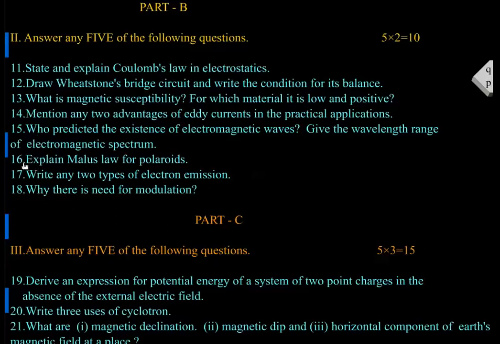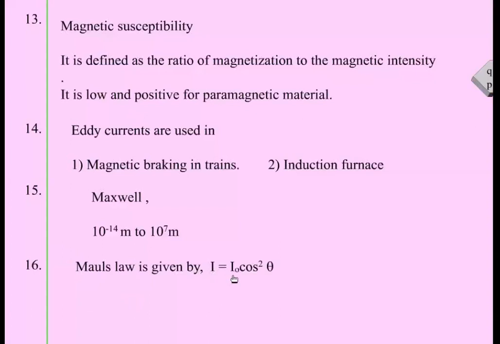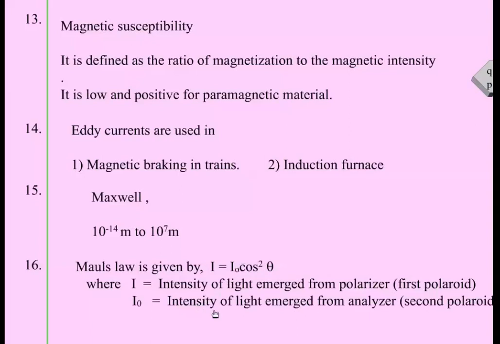Look here, the 16th, that is explain Malus law of polarizers. So look here, Malus law is I is equal to I naught cos square theta. Here I is the intensity of light emerged from the analyzer, and I naught is the intensity of light emerged from the polarizer, where theta is the angle between pass axis of polarizer and analyzer. So here this formula carries 1 mark and this explanation for I, I naught, theta carries another mark.